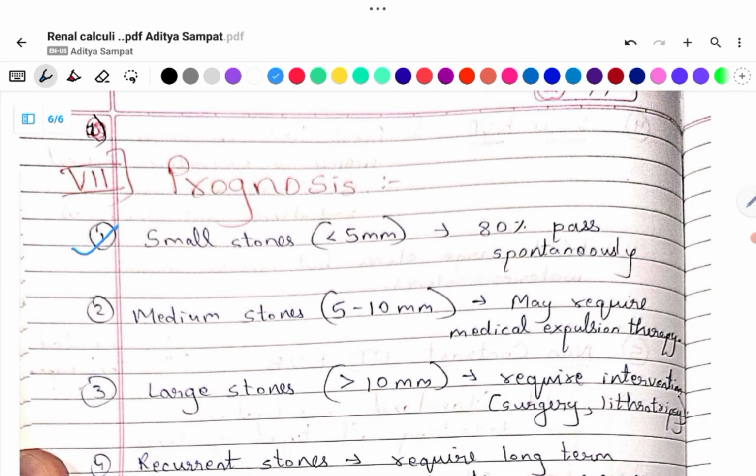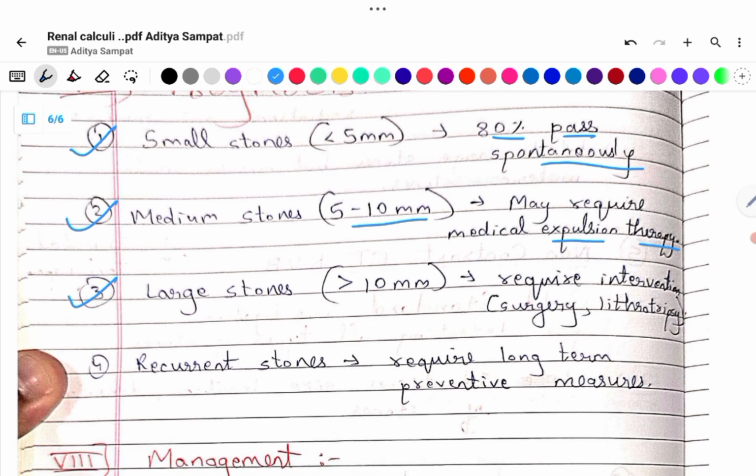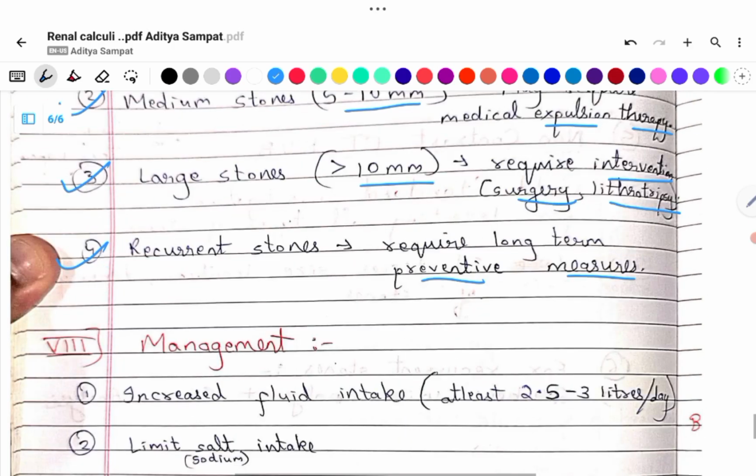Prognosis: small stones less than 5 mm, 80% pass spontaneously. Medium stones 5 to 10 mm may require medical expulsion therapy. Large stones greater than 10 mm require intervention, surgery or lithotripsy. Fourth, recurrent stones require long-term preventive measures.